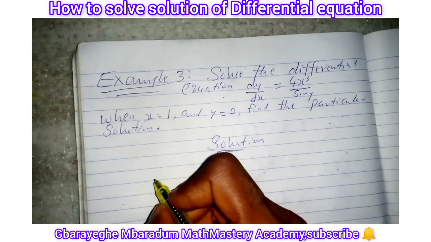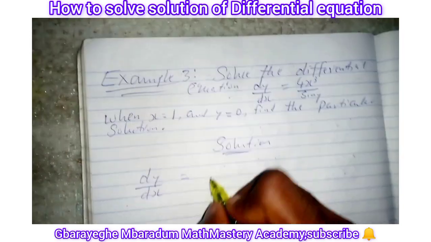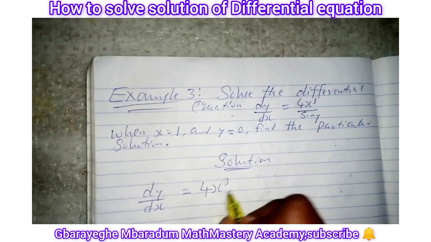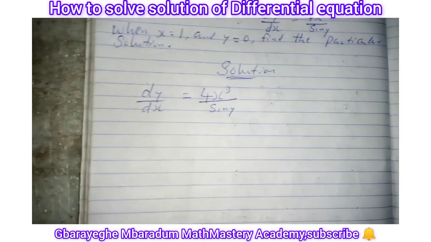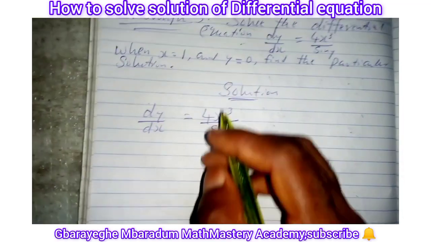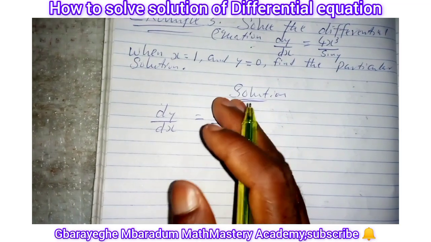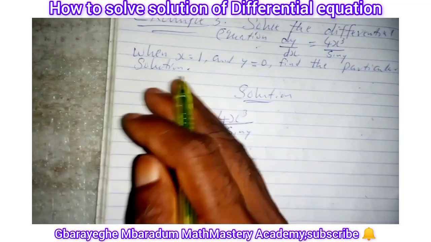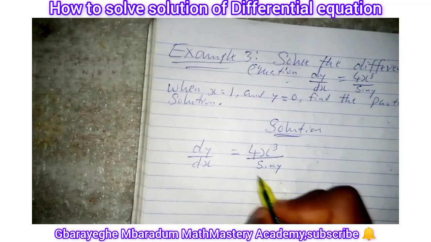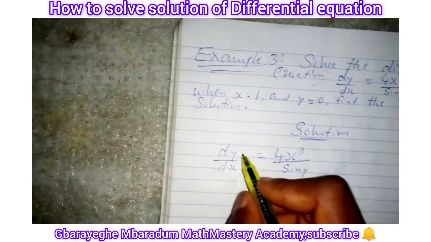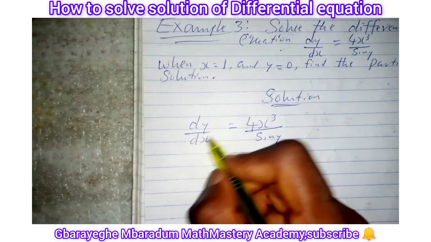You know that we are given dy over dx equals 4x cubed all over sine y, right? Now, remember what I told us recently, that we need to put this equation in a form that we have the value of y on one side and the value of x on the other side. So now let's make everything concerning y be on the left hand side. So we do cross multiplication. That means we are going to multiply this and this.